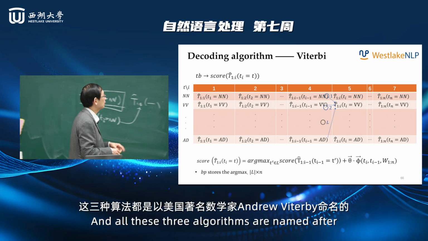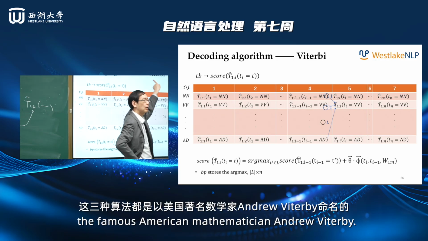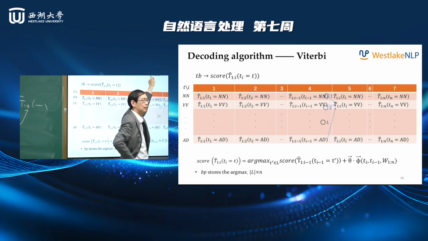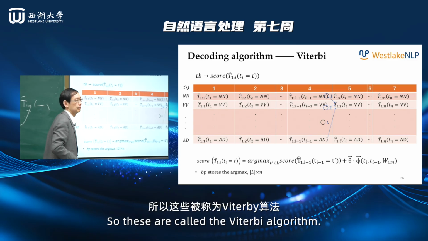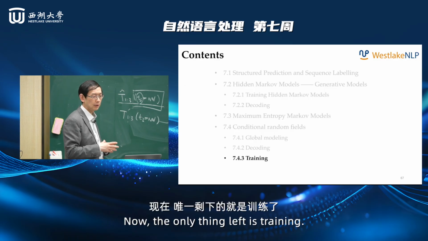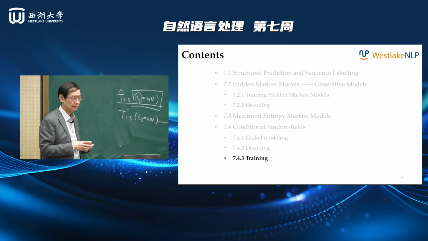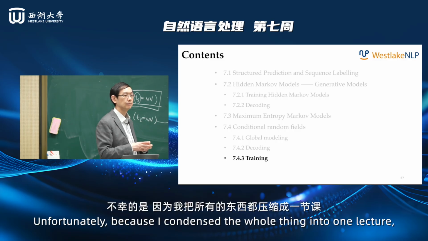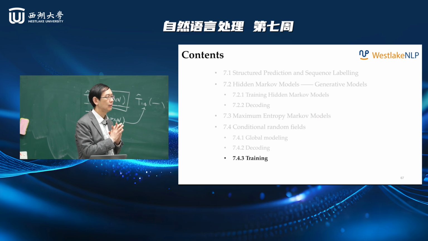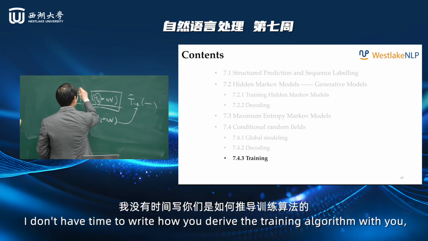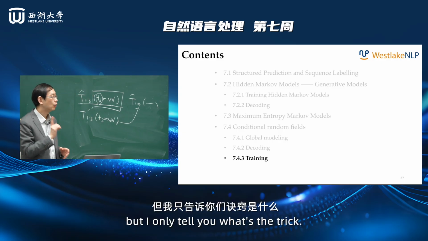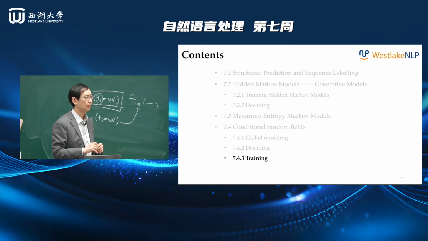And all these 3 algorithms are named after the famous American mathematician Andrew Viterbi. Okay, so these are called the Viterbi algorithm. Now, the only thing left is training. Unfortunately, because I condensed the whole thing into one lecture, I don't have time to write how you derive the training algorithm with you. But I only tell you what's the trick, okay?